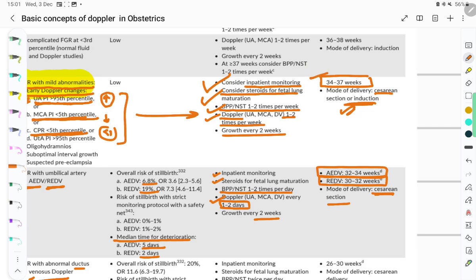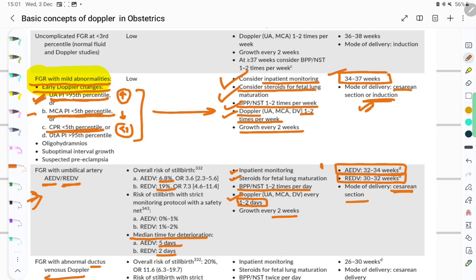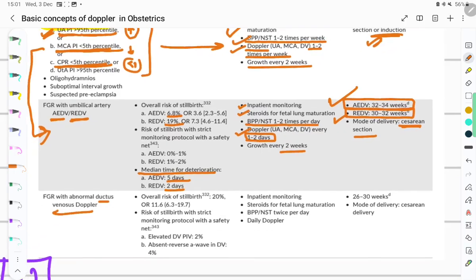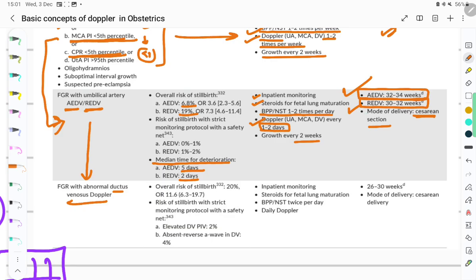Then we can plan delivery at 34 to 37 weeks if everything goes normal. Or if this patient goes into absent or reversed end diastolic flow, then the plan of termination becomes 32 to 34 weeks for absent end diastolic flow, and for reversed it becomes 30 to 32 weeks after steroid cover and fetal monitoring. Then again, if this fetus has reversed end diastolic flow and is less than 30 weeks, we cannot deliver that. For reversed end diastolic flow, it should be delivered between 30 to 32 weeks.